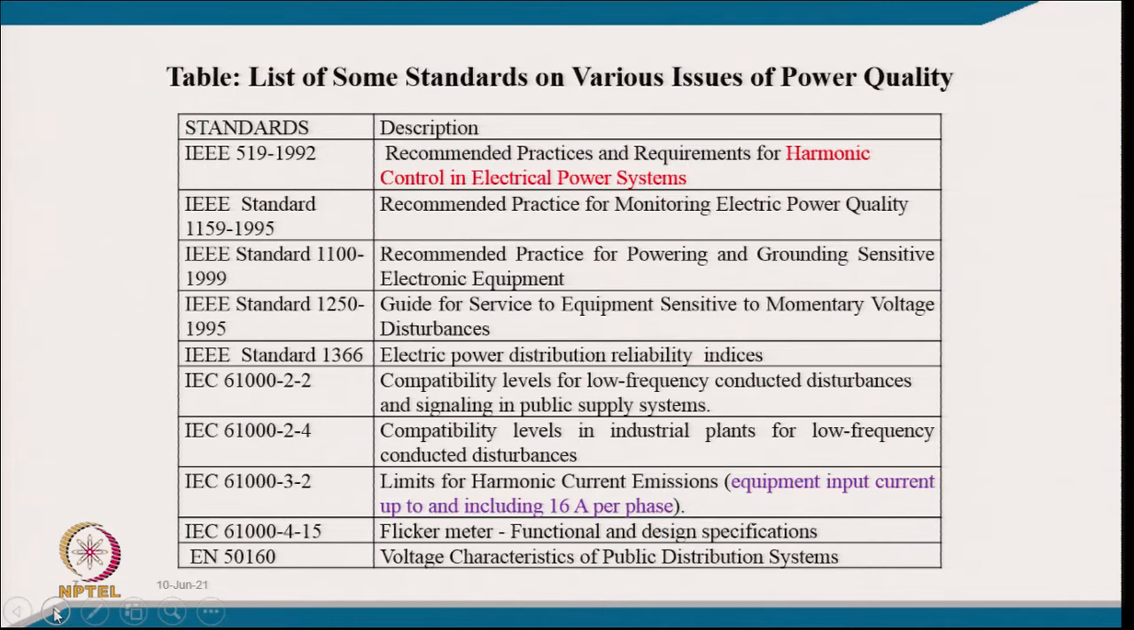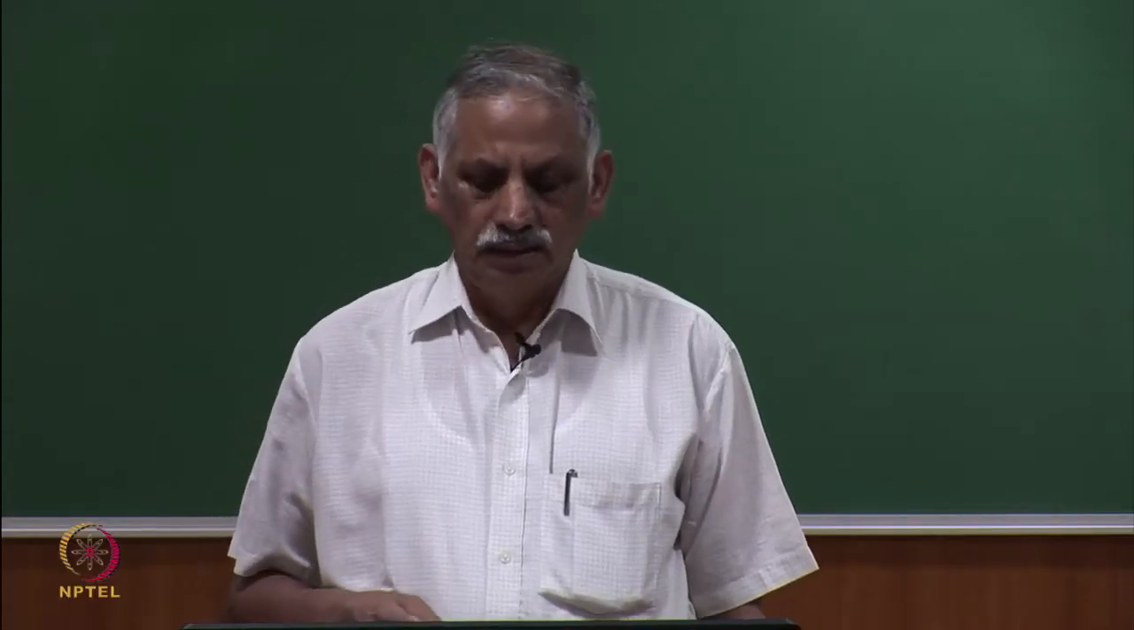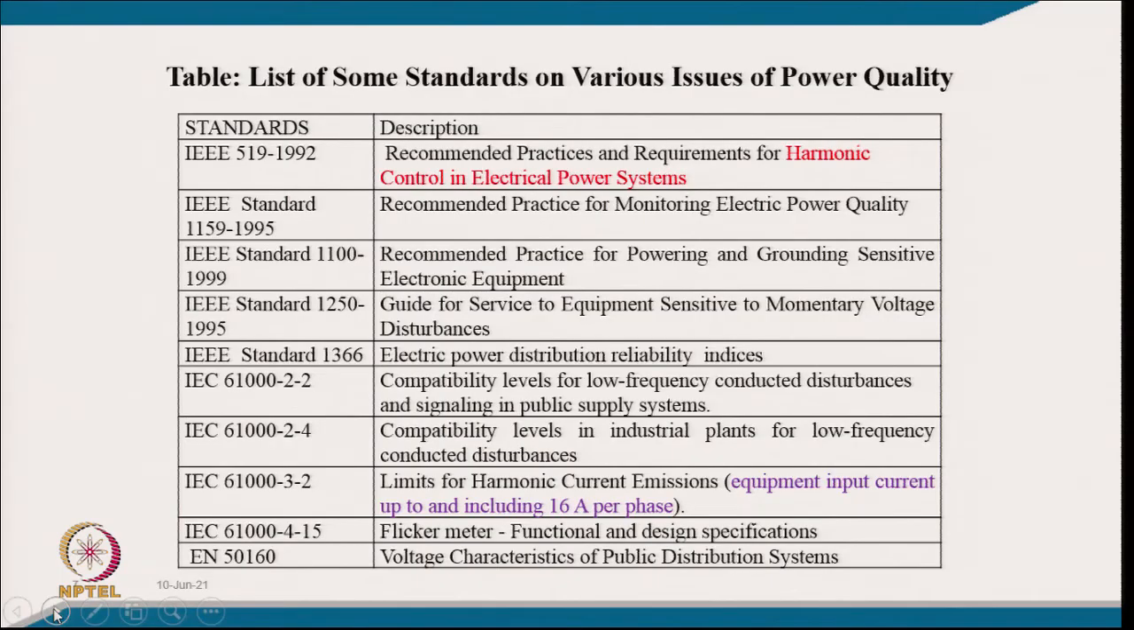Another is IEEE standard 1159, developed in 1995. This is the recommended practice for monitoring of electric power quality. They define what the different parameters are and what the method is for different kinds of instruments or equipment to record or monitor power quality. Another standard is IEEE 1100, developed in 1999, the recommended practice for powering and grounding sensitive equipment. If you do not ground these electronic equipment properly, certainly they will have noise and disturbance. So, grounding also becomes very important.